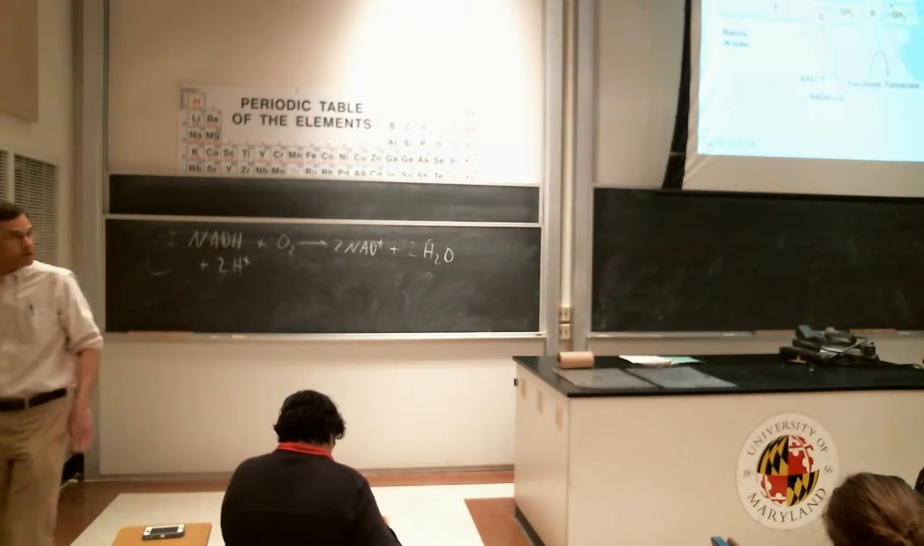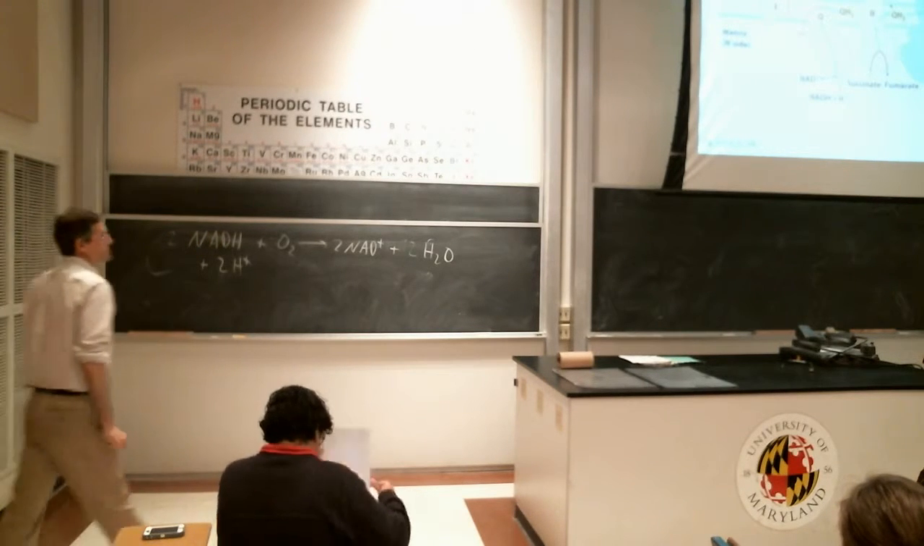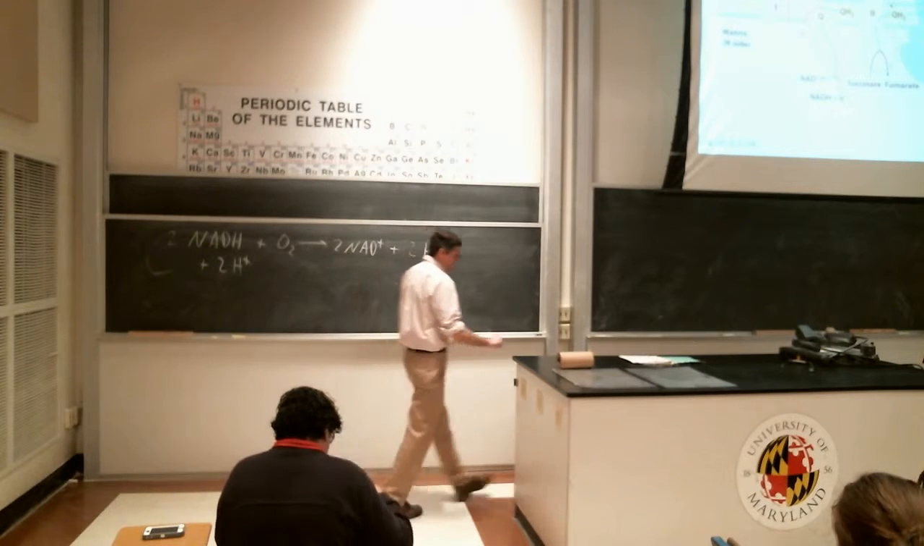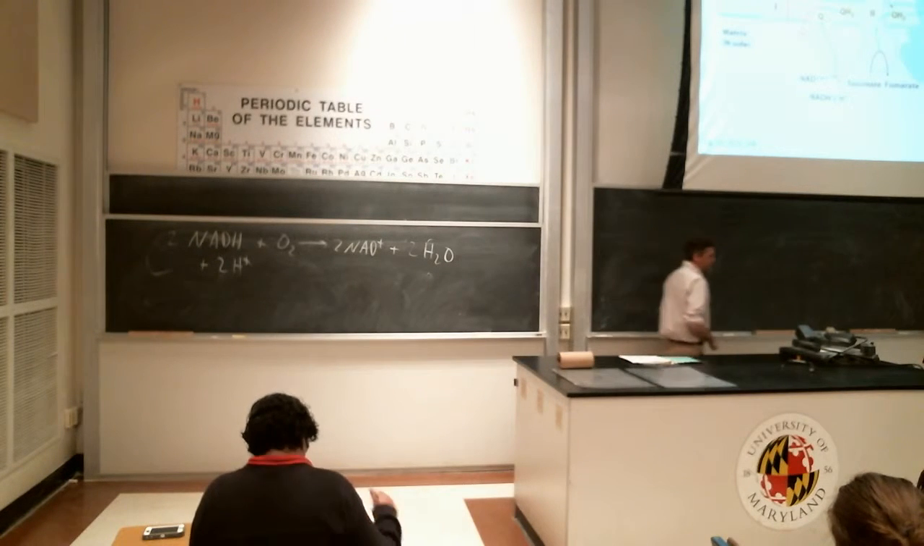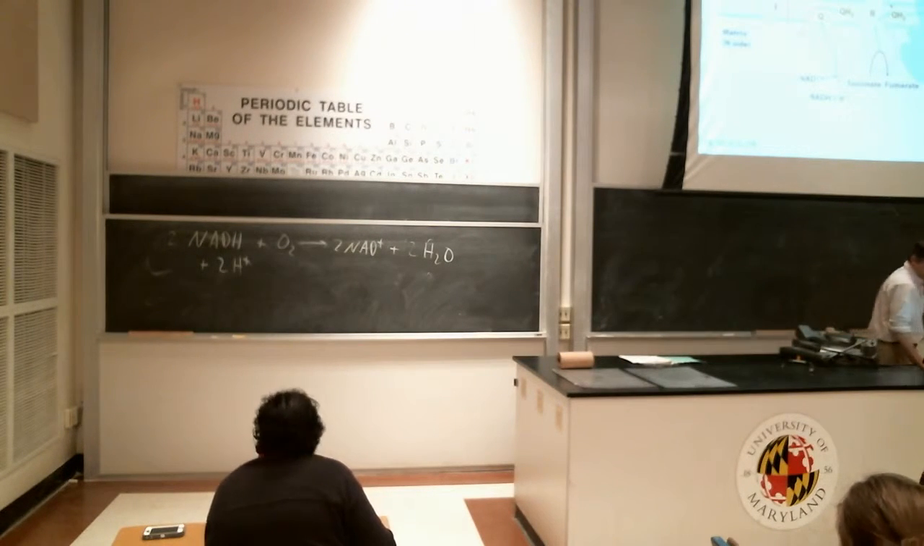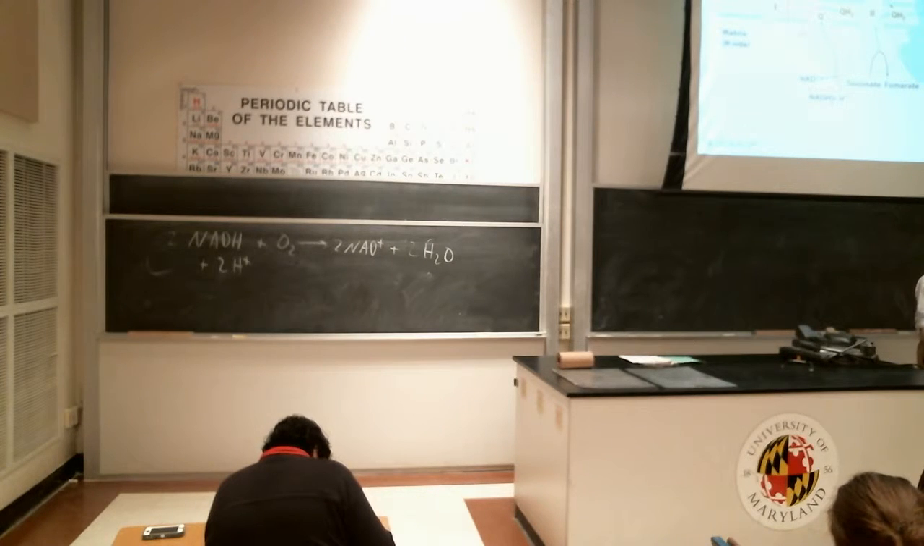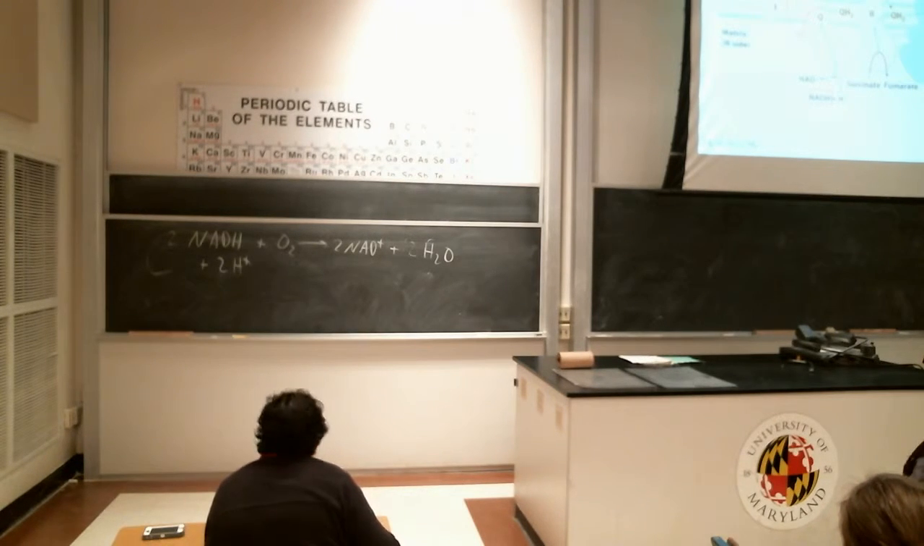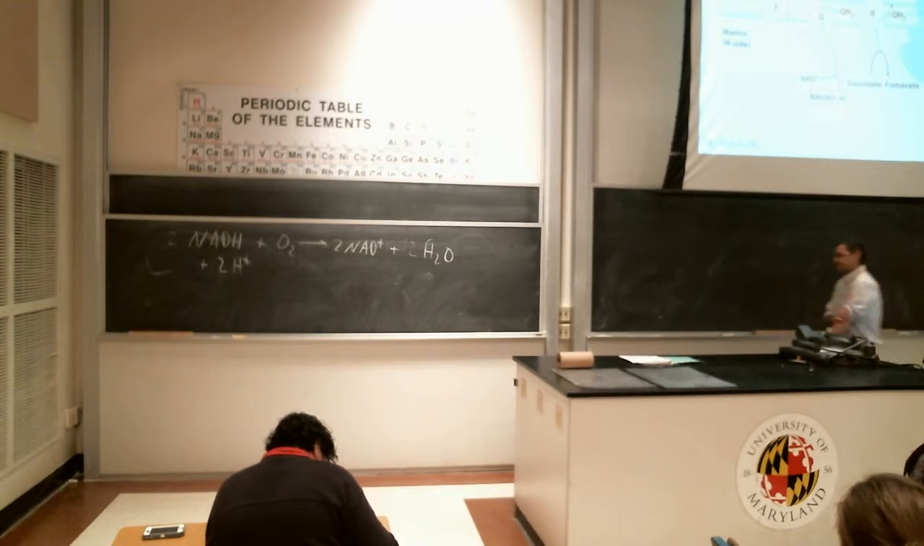To make water. And what both of these figures show is that this is accomplished by a long chain. So there's the NADH, and there's the oxygen way over there. The electrons that are in the NADH have to go through this long sequence of events. So this is the electron transport chain.